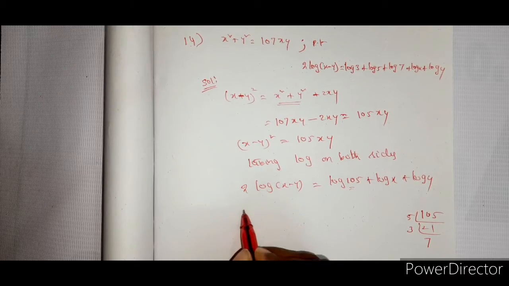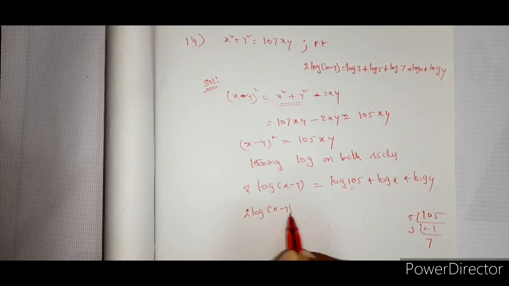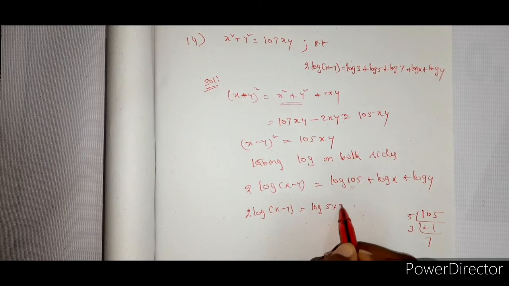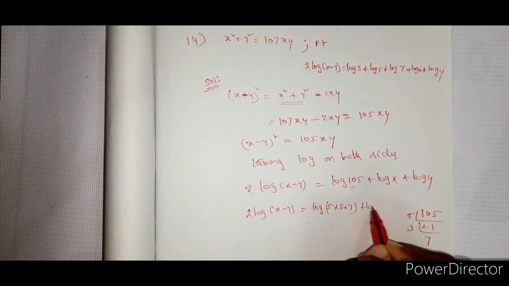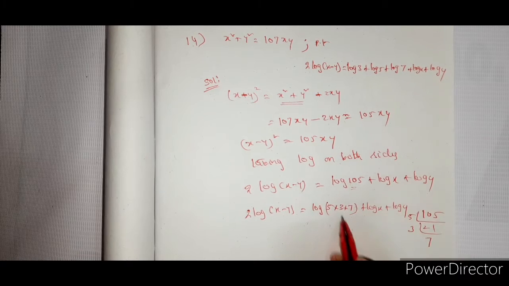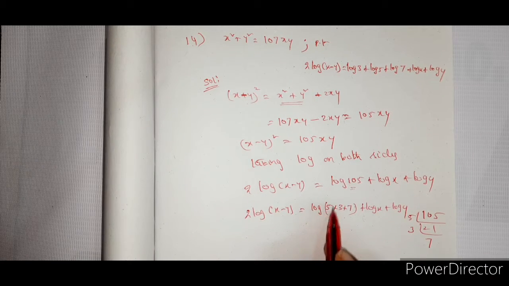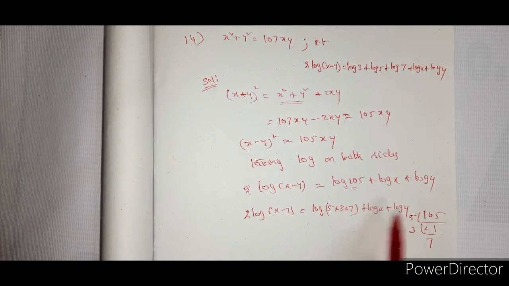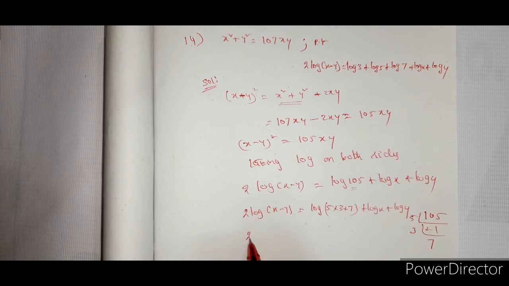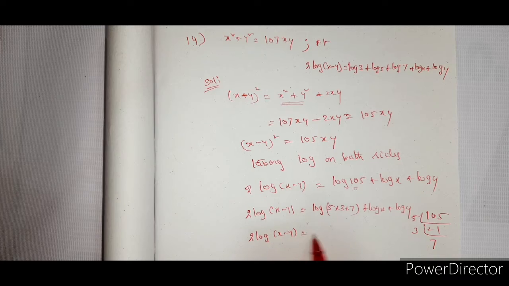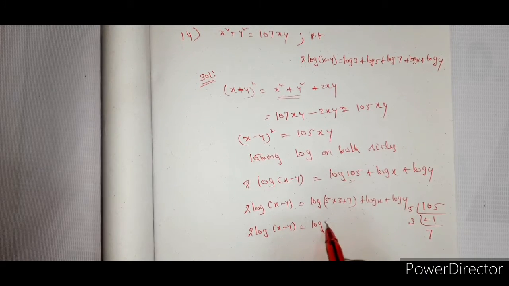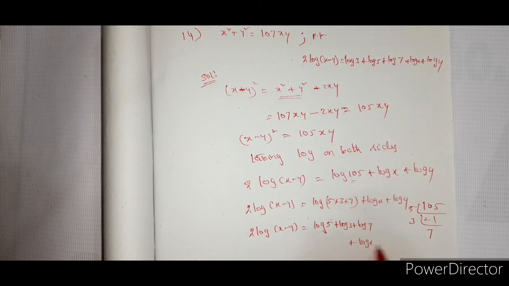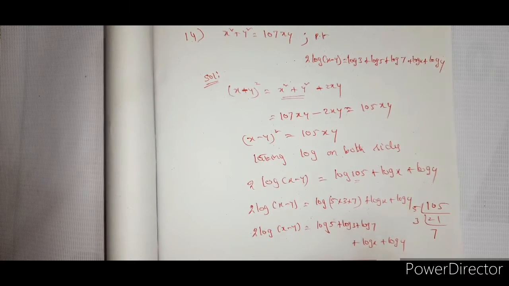So this one I can write as 2 log (x minus y) is equal to, in place of 105, you will write the factors 5 into 3 into 7, plus log x plus log y. What is the next step? Now you know it. We can split this into log 5 plus log 3 plus log 7, already you have log x plus log y. So therefore we got the answer: 2 log (x minus y) is equal to log 5 plus log 3 plus log 7 plus log x plus log y. Hence proved.